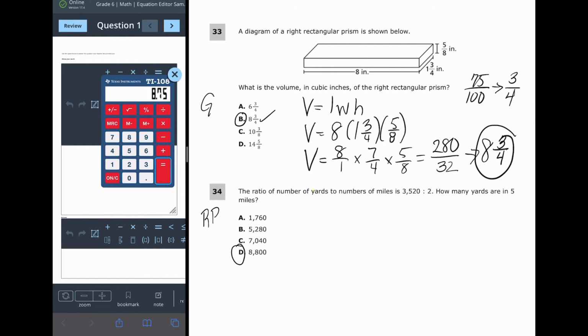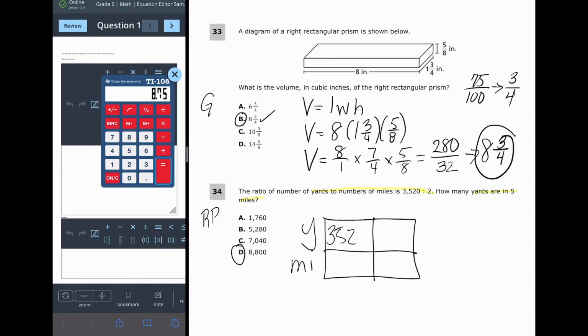The ratio of the number of yards to miles is 3,520 to 2. How many yards are in 5 miles? So we know we're going to make a ratio table, and we want yards to miles. So 3,520 yards are in 2 miles. We want to know how many yards, that's our unknown, are in 5 miles.